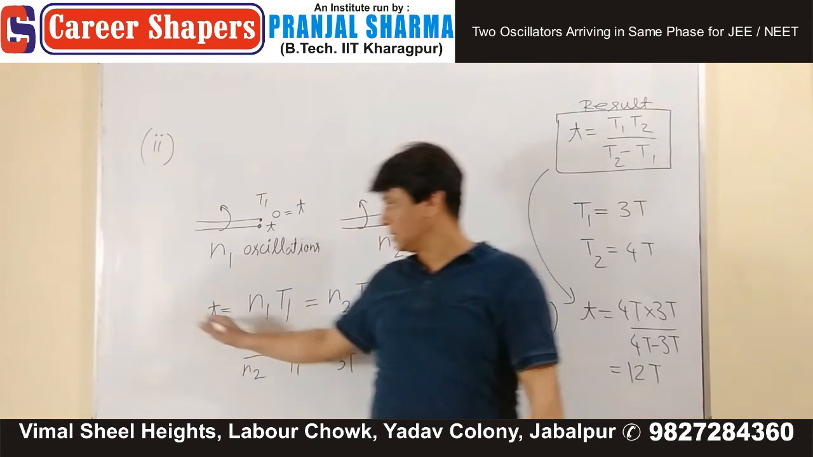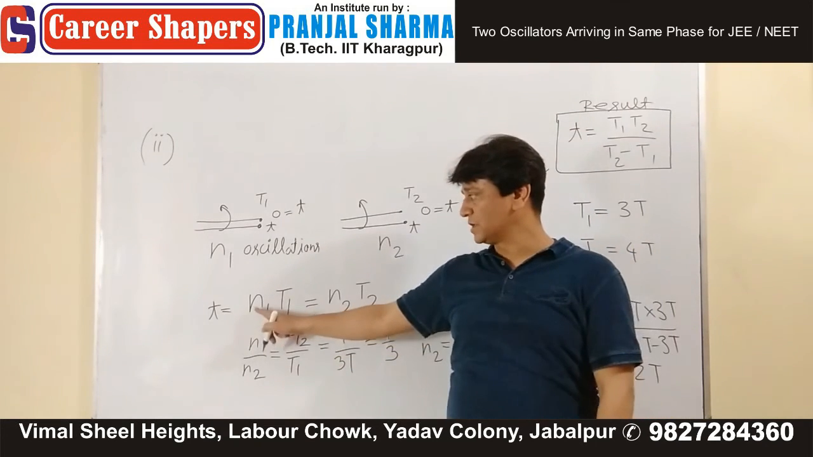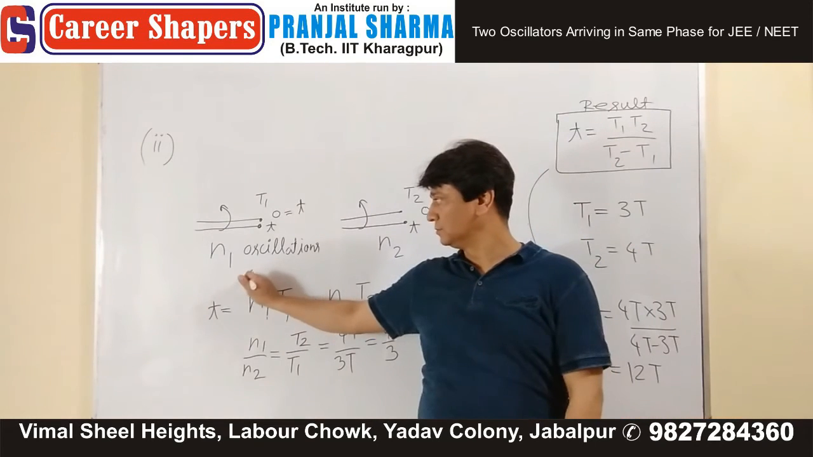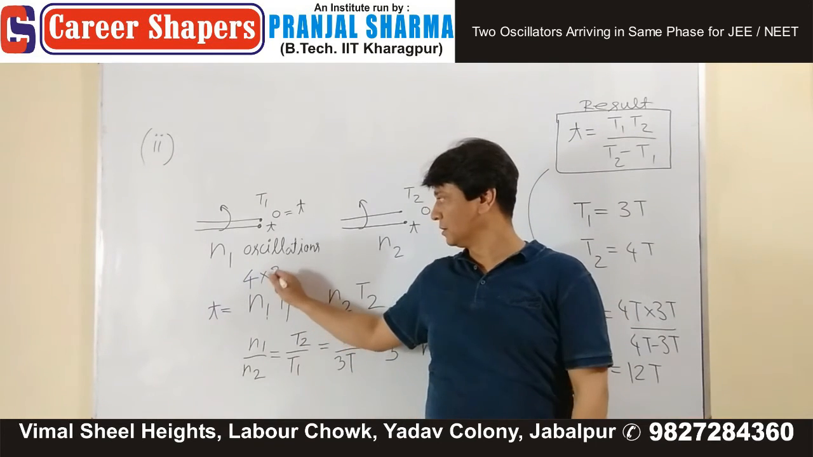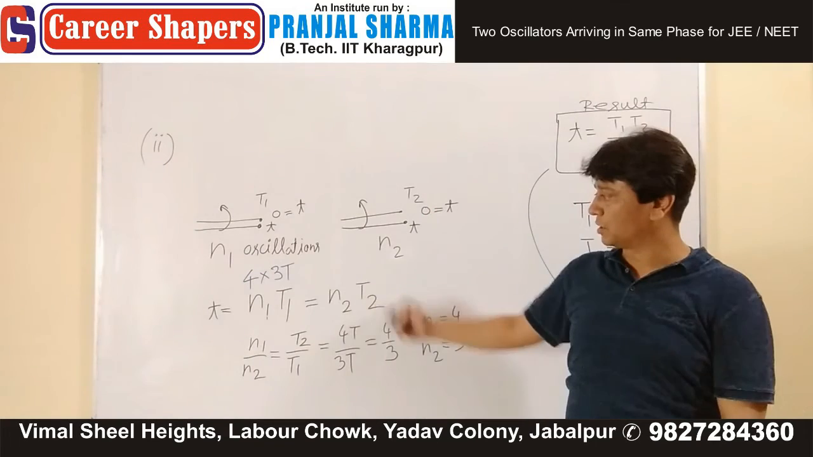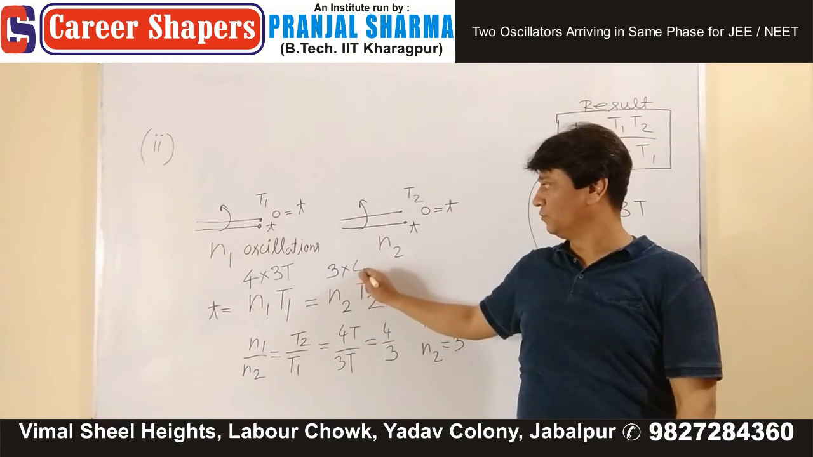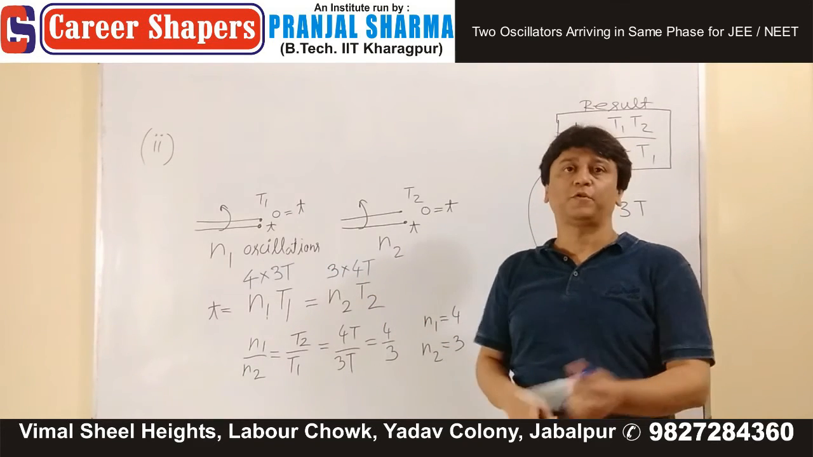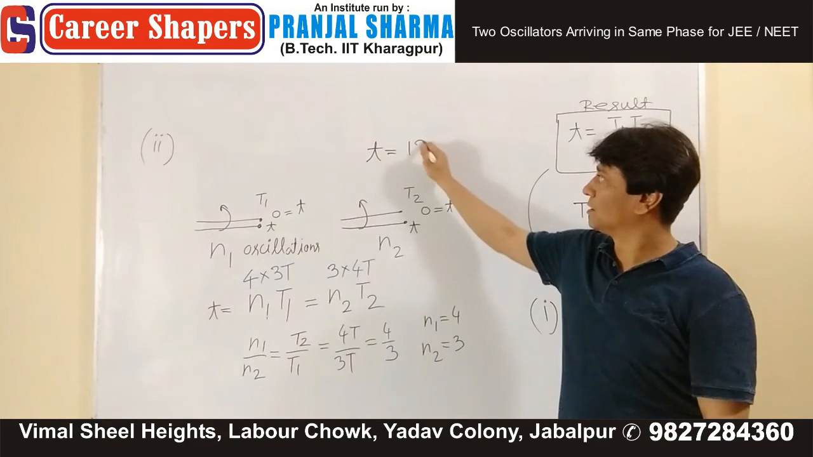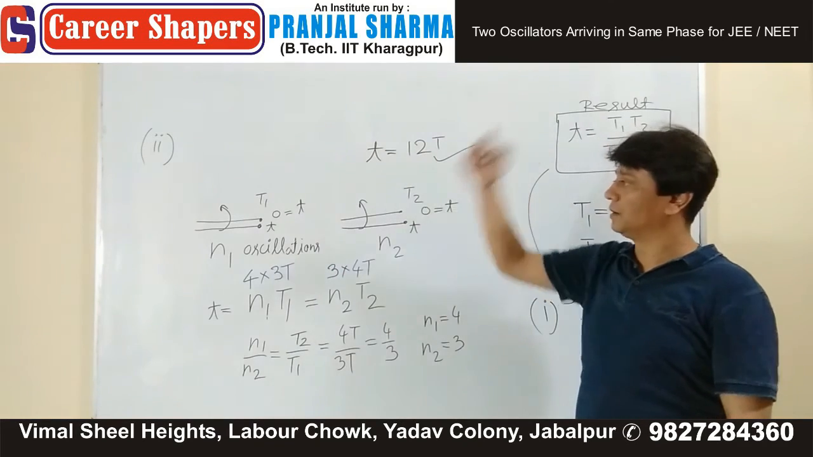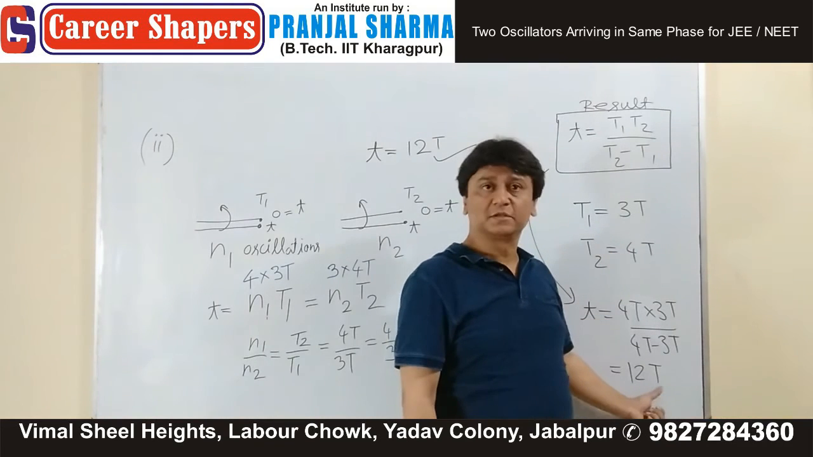What is time? कोई सी भी एक वैल्यू चूज कर लो, this or this. If I use this, what is N1? 4 multiplied by T1, 3T. अब इसे यूज कर लो. What is N2? 3. What is T2? 4T. So after what time they meet at the starting point? 12T. Same as this. Same as this.